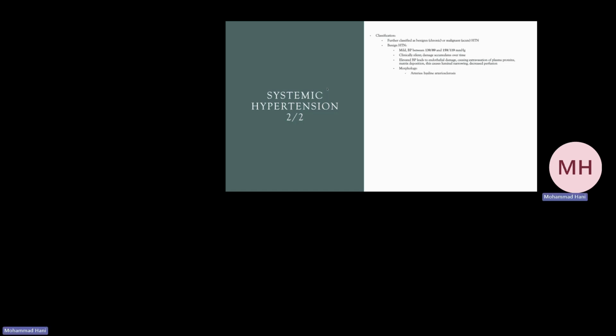Morphology in arteries, you get... yeah, I actually switched this up by mistake. But what happens is, in arteries you get fibroelastic hyperplasia, and in arterioles you get hyaline arteriolosclerosis.